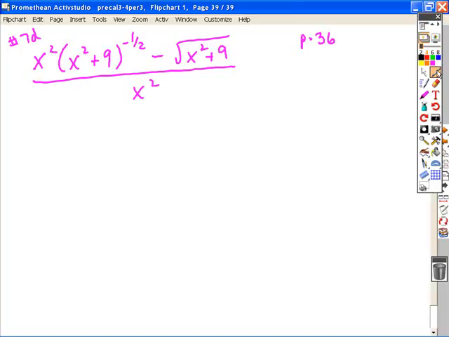All right, how many of you attempted it by factoring? By turning it into a complex fraction? Okay. Let's do that. We'll do that method first, and then I'll show you the factoring part as well.